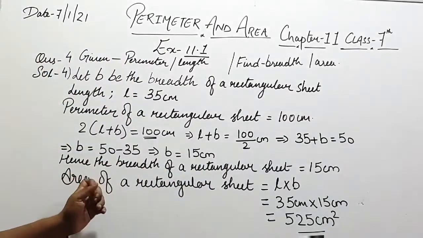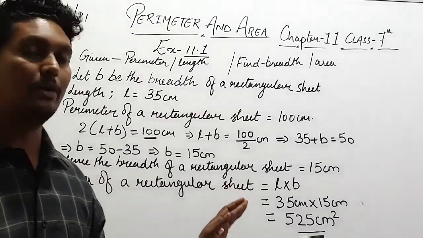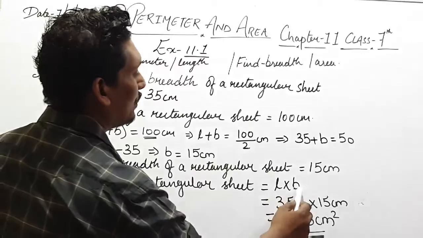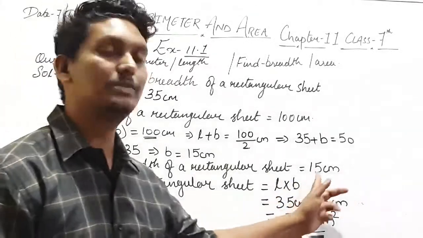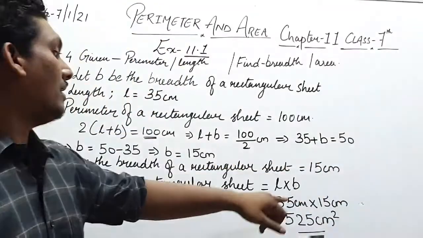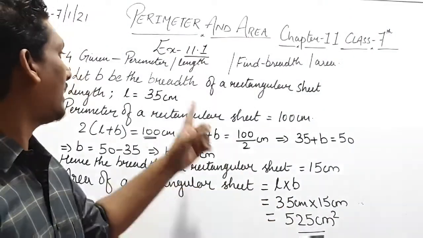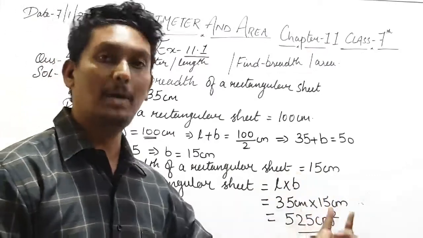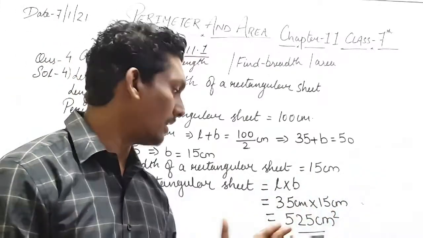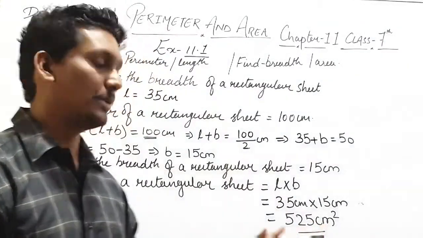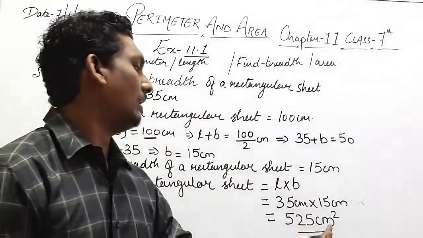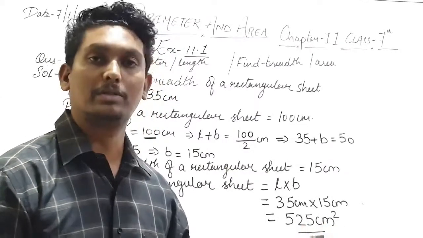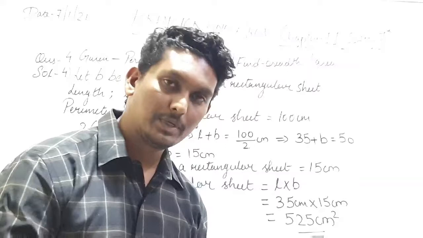Now the next part is, we have to find the area of the rectangular sheet. The formula for the area of a rectangular sheet is length into breadth. We got the breadth here, that is 15 centimeter. Length is given as 35 already in the question. Just multiply for finding the area, and in the last, especially in area, the unit should be in square. So 525 centimeter square. Hope it's clear to you. Just go through it.